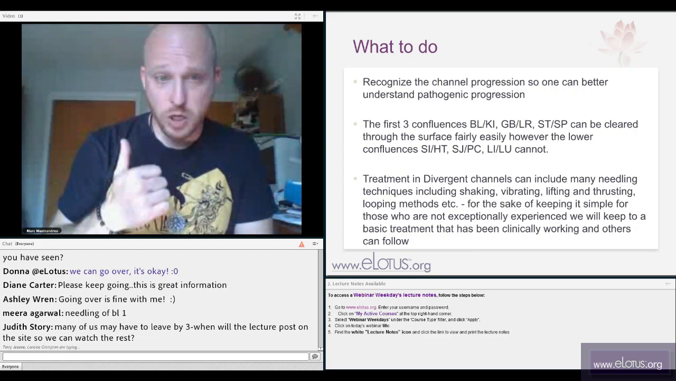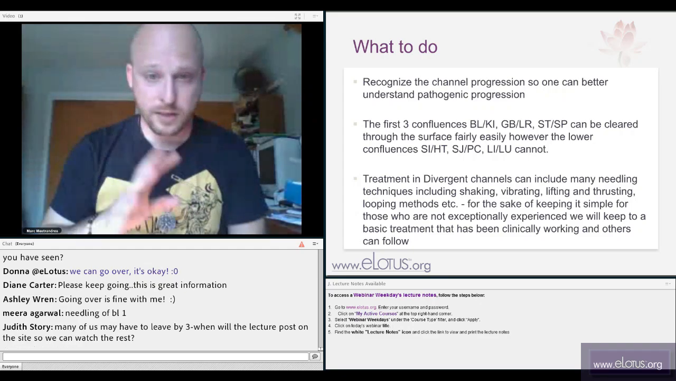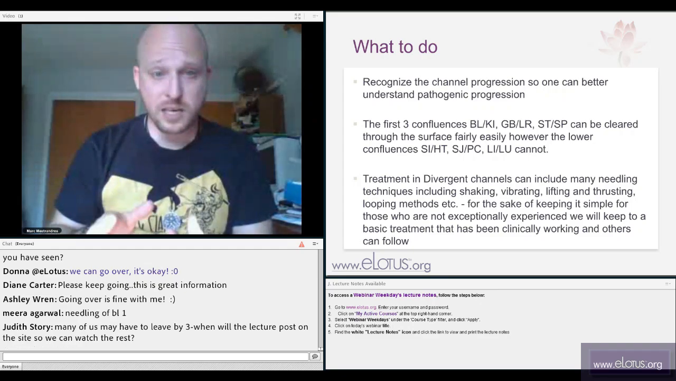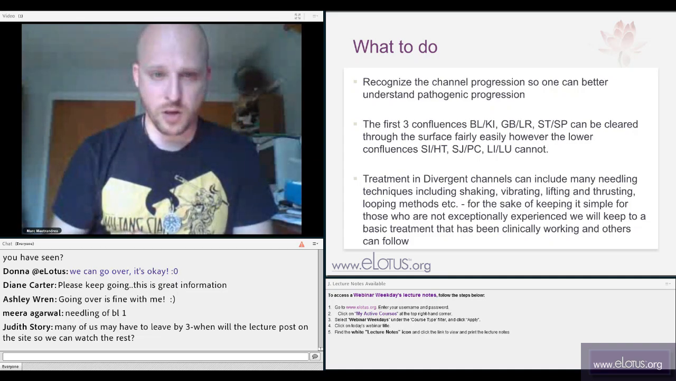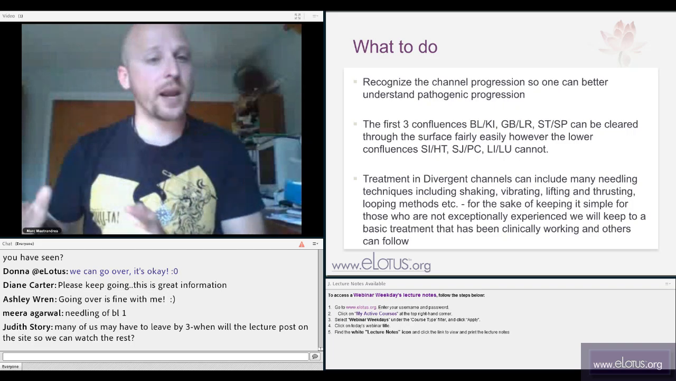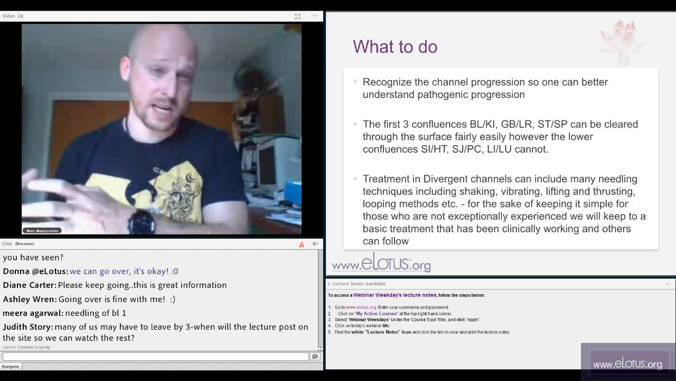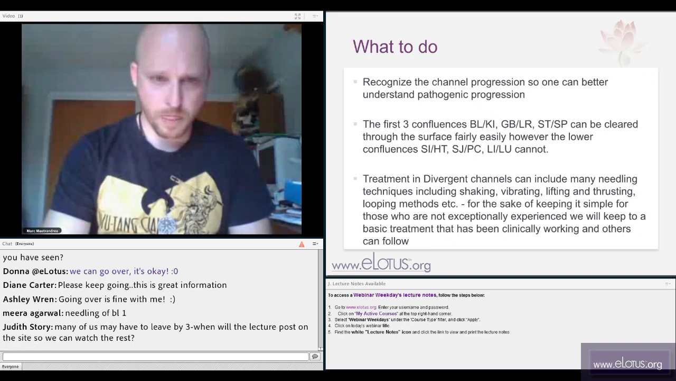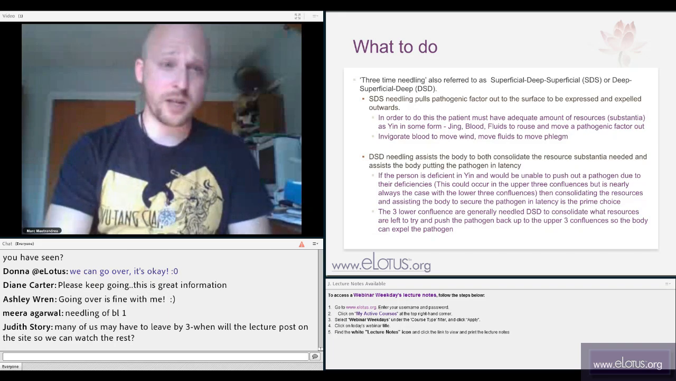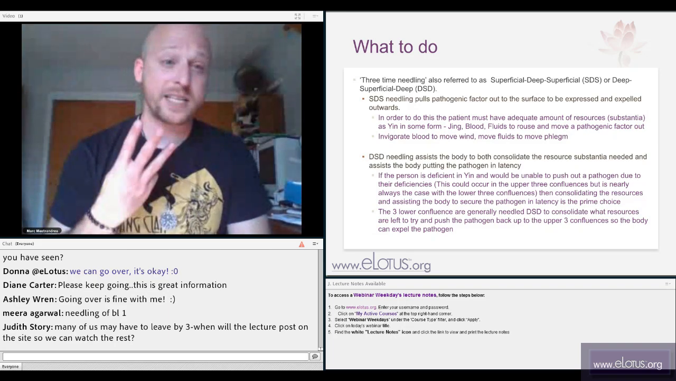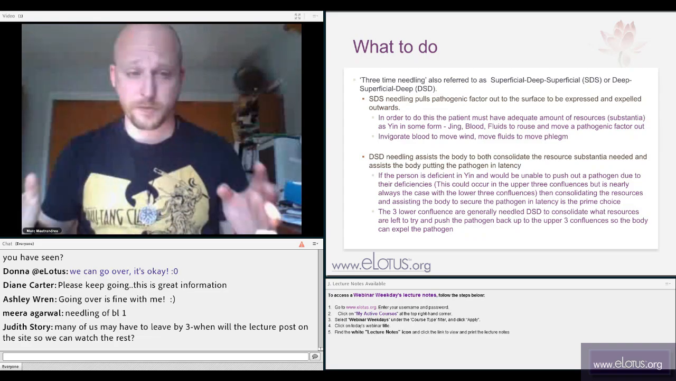Treatment in Divergent channels can include many needling techniques, such as shaking, vibrating, lifting and thrusting, looping methods, etc. For the sake of keeping this simple, for those who might not be exceptionally experienced in treating with Divergence, we will keep this basic to what you can start using in the clinic that will have success without much time getting good at it. So in Divergent channels, we call it three-time needling.